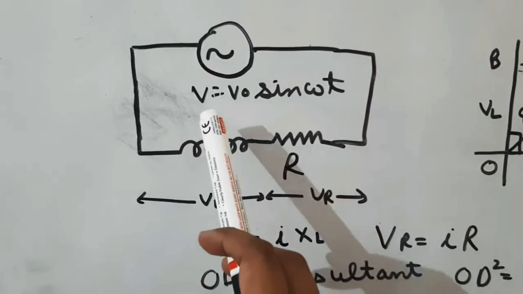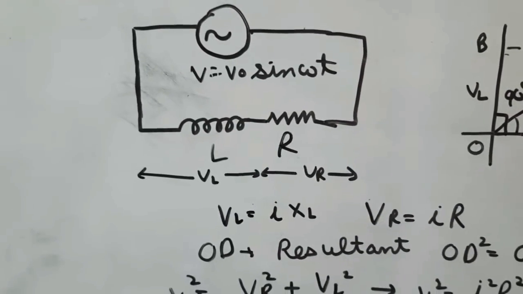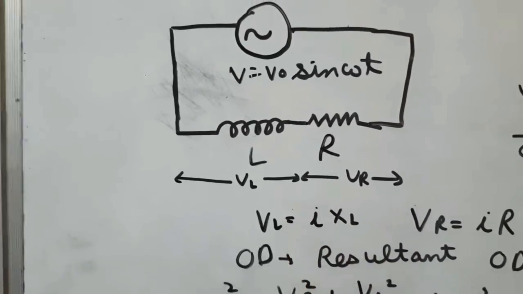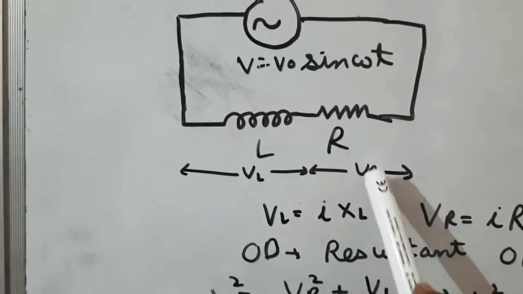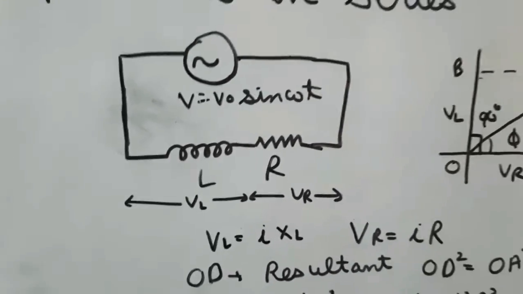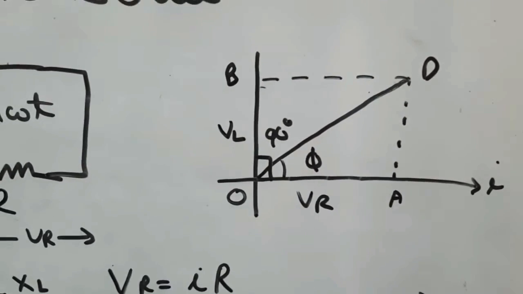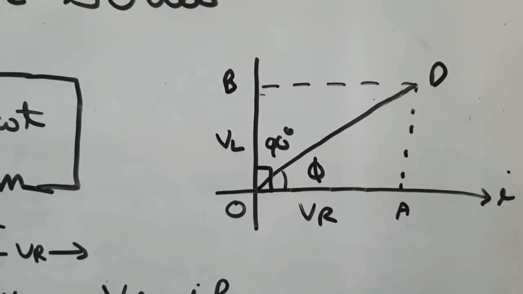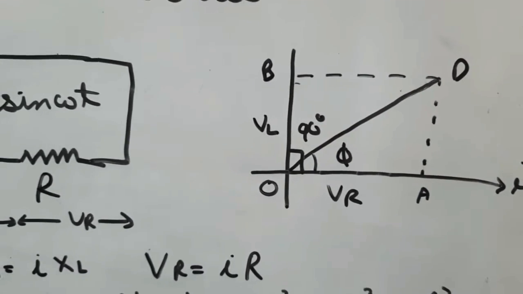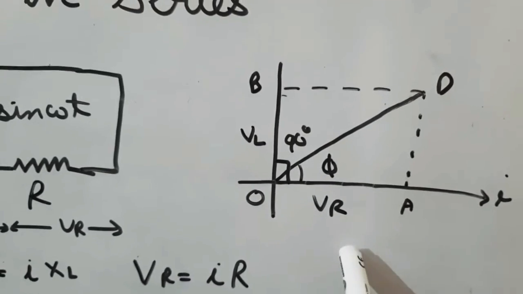When we apply the voltage V is equal to V naught sin omega t, in that case the voltage across the inductor is VL and the voltage across the resistor is VR. Now we have studied earlier that the voltage of the resistor is in phase, and the phase difference of the voltage of the inductor is 90 degree. So here is the phase diagram.